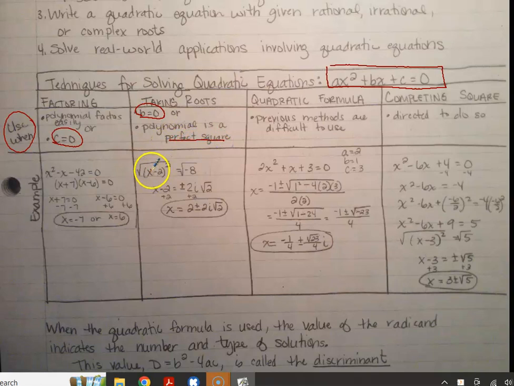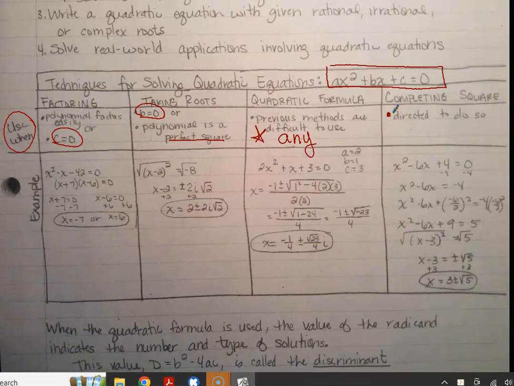Like if we look at this one, we have x minus 2 squared equals negative 8. If we have a perfect square, it's a perfect time to use taking roots. The quadratic formula is perfect when the previous methods are difficult to use, because it will solve any quadratic equation at all. Completing the square is really only, I love this one, when you're directed to do so, like to show me that you can do it. It is that backup. Most people hate that one the most.